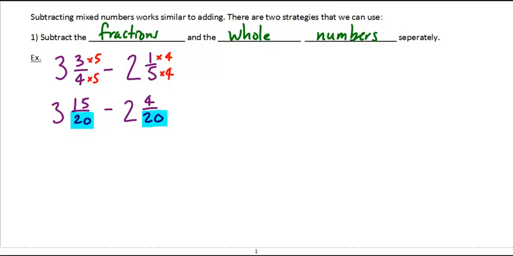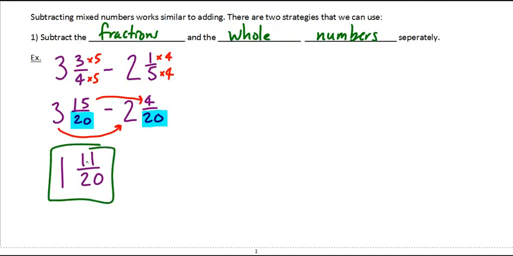Okay, now I've got my whole numbers and my fractions all ready to go. So I just need to go ahead and subtract. 3 minus 2 gives me 1, and 15 minus 4 is 11, and it's still over the same denominator of 20. I'm just going to double check my answer here to see if I can simplify. But for 11 over 20, there aren't really any common factors between 11 and 20 that would allow us to do that.